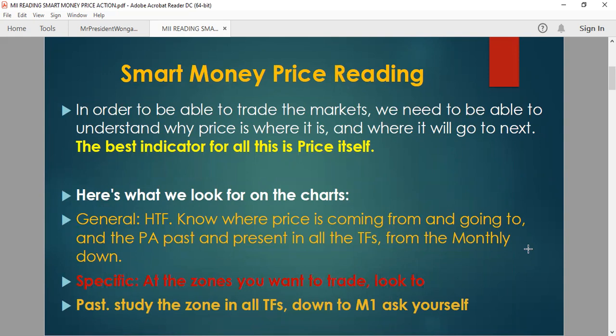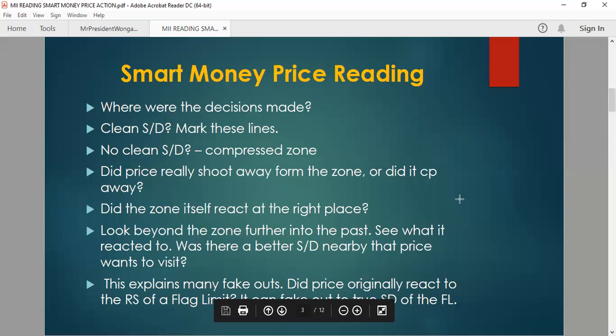Then basically there is the higher time frame, because that's where we zoom out and can literally see what the price is doing. We study what's in the past, and then the price, and we predict what's in the future. And then obviously is reading the price action also: was it a clean supply and demand zone, was the zone compressed or what, and then spotting a high probability trade.